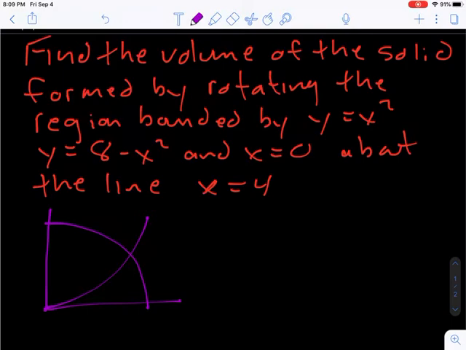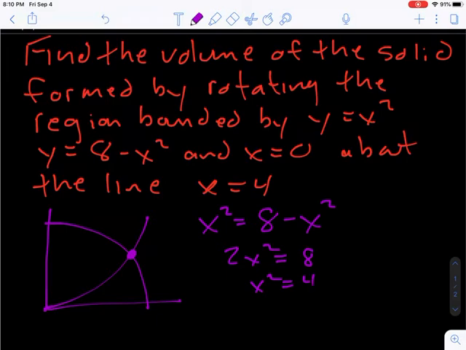And, of course, you need to find this point right here. You can obtain that point by setting the two equations equal to each other, or by graphing it in Desmos and taking a look at what Desmos has to say. So we end up with 2x squared equals 8, or x squared equals 4. x equals plus or minus 2. We only care about the positive one. So this point right here is 2.